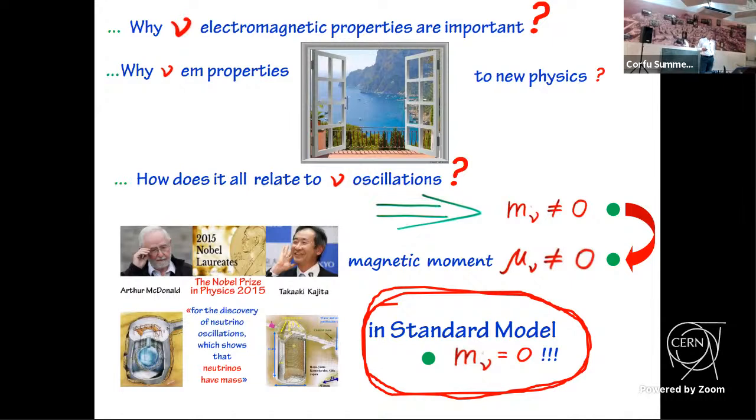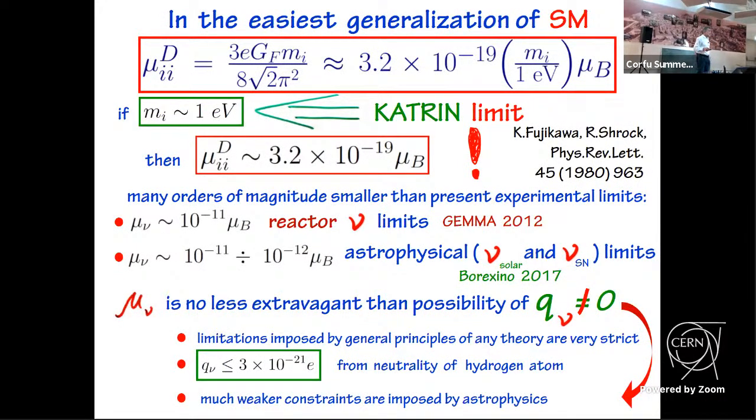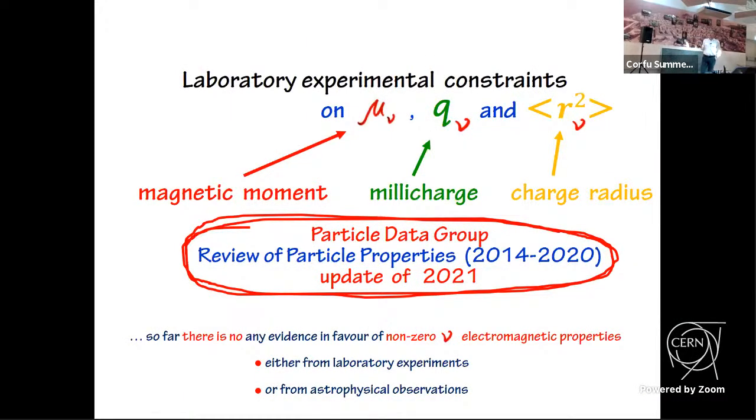Well, indeed, in the standard model for the case of a massless neutrino, the magnetic moment is 0. And if we know that the mass is not 0, even in the easiest generalizations of the standard model, we get that the magnetic moment of a Dirac neutrino is not 0, and it is proportional to the mass of the neutrino. If we put in the numbers corresponding to the present KATRIN limit, we get that the magnetic moment is something like 10 to minus 19 Bohr magnetons. It is a tiny value with respect to the present experimental constraints on these magnetic moments from reactor neutrinos and from astrophysics. Many orders of magnitude between this easy generalization of the standard model prediction for the magnetic moment and the present experimental constraints.